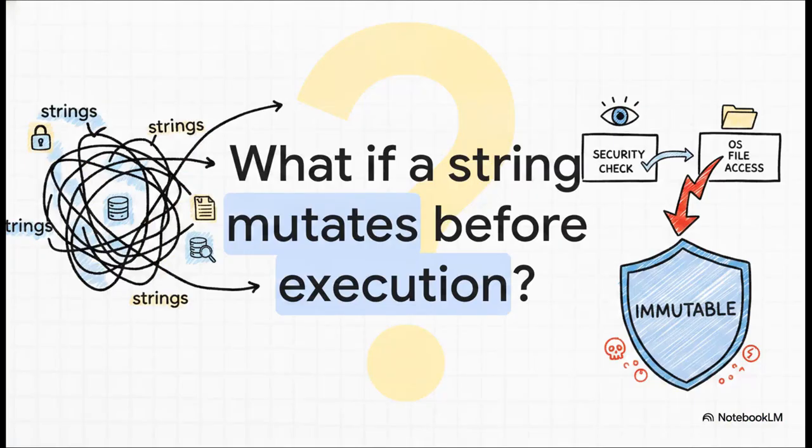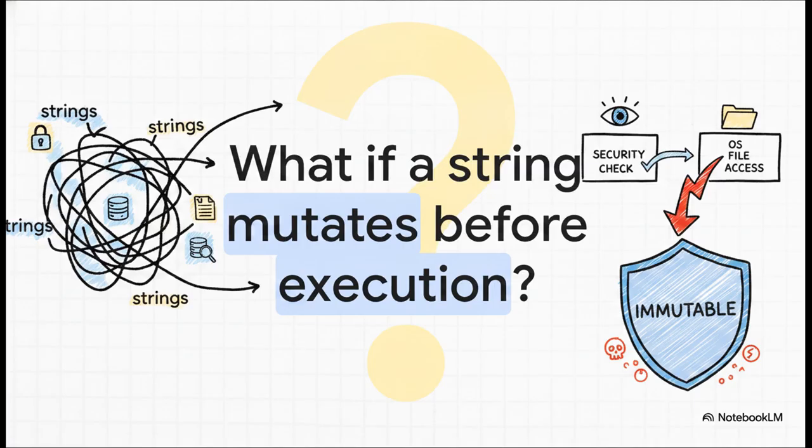So we've all been taught that strings in Java are immutable, right? But I want you to realize this isn't just some convenient syntax feature. It's actually a rigid, non-negotiable architectural constraint. Just think about the terrifying scenario of what would happen if a string mutated right before execution. Strings are our primary vehicle for passing sensitive arguments, file paths, network URLs, database credentials.